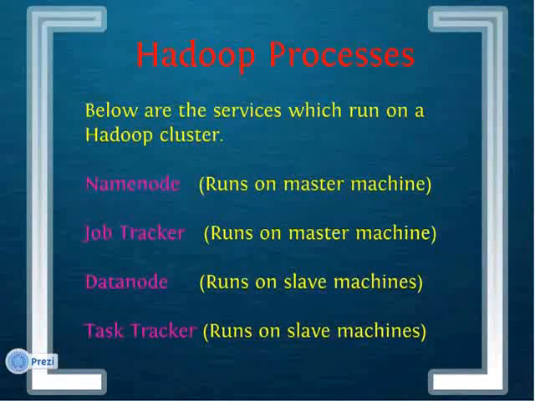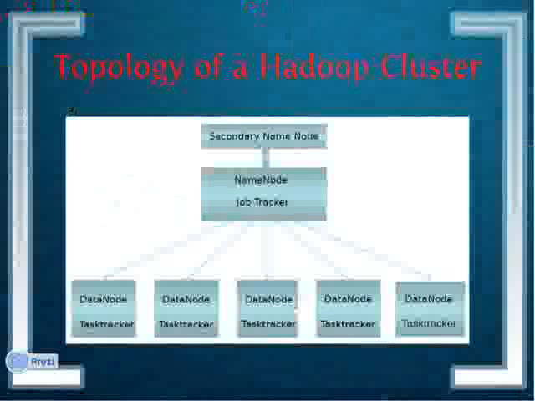Similarly, we have the next process, that is the task tracker. It is running on the slave machine and it's responsible for handling the MapReduce part. You can say that job tracker and task tracker both work for the MapReduce part, with the only difference that job tracker runs on the master machine and task tracker runs on the slave machine. So this is all about the different services running on the master machine and slave machines in your Hadoop cluster.